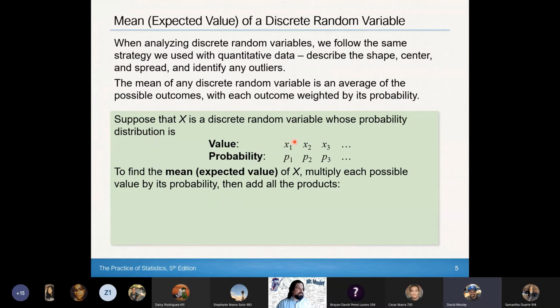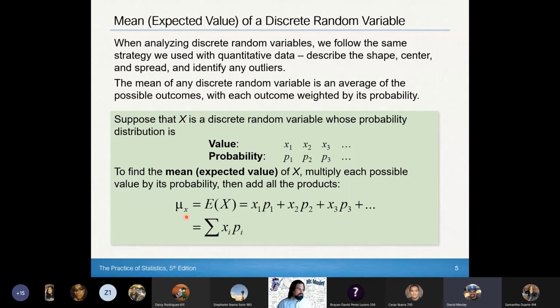Value X sub 1 times P sub 1 plus X sub 2 times P sub 2 plus X sub 3 times P sub 3, right? We take each outcome, multiply it by its probability, add all those up. That's how we determine the mean for a discrete random variable. Right. With notation, it looks like this.